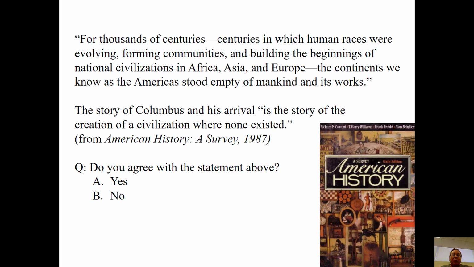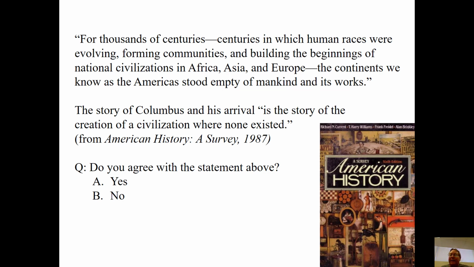A case in point would be a textbook that I myself used when I was a student here at Fresno State. In the introduction to this textbook, one of the points said, for thousands of centuries, centuries in which human races were evolving, forming communities, and building the beginnings of national civilizations in Africa, Asia, and Europe, the continents we know as the Americas stood empty of mankind and its works. This introduction went on to say, the story of Columbus and his arrival is the story of the creation of a civilization where none existed.